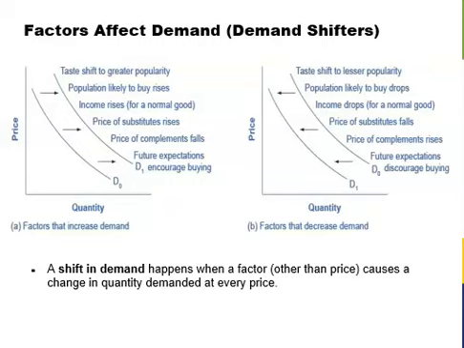Here are 6 demand shifters. Number 1, taste or preferences. Number 2, population or number of buyers. Number 3, income. Number 4, price of substitutes. Number 5, price of complements. Finally, number 6, expectation about the future.